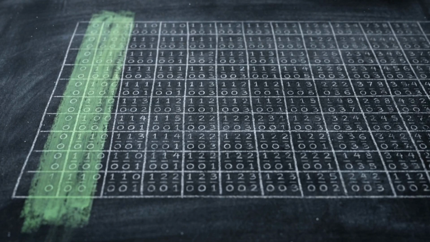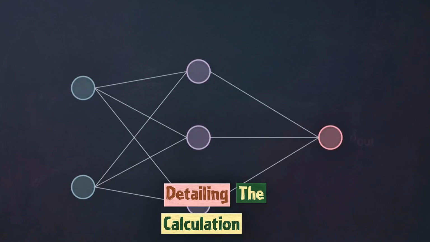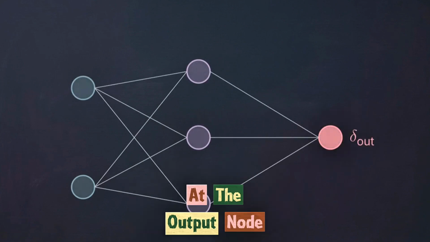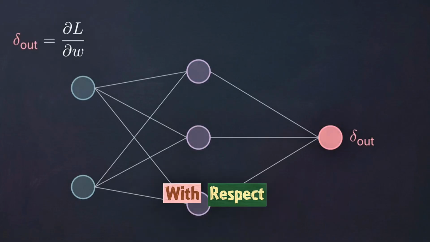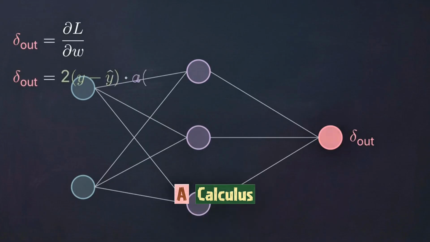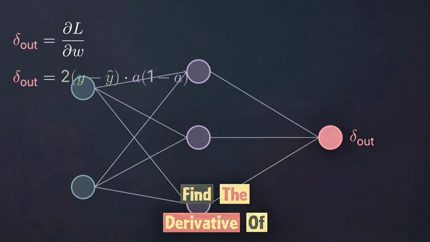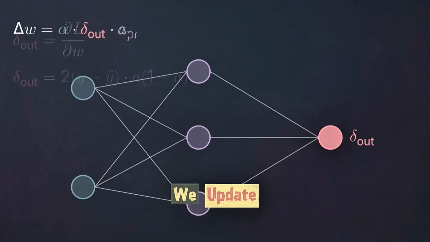This diagram shows a simplified neural network graph detailing the calculation of delta at the output node. Delta represents the derivative of the loss function with respect to the weights. We compute this using the chain rule, a calculus formula to find the derivative of a composite function. Once delta is calculated, we update the weight.